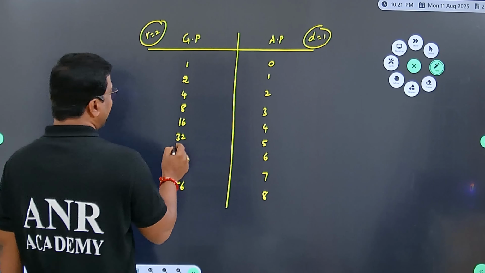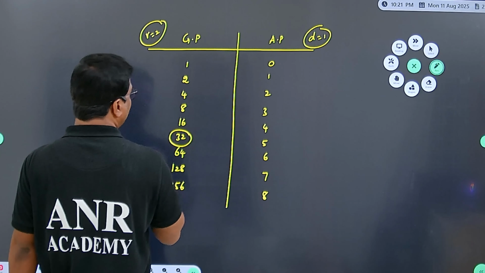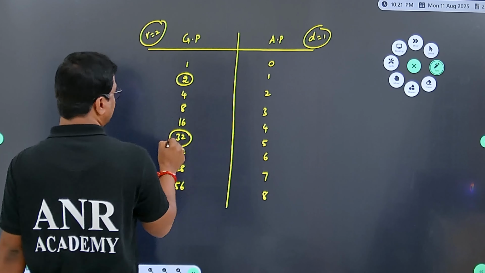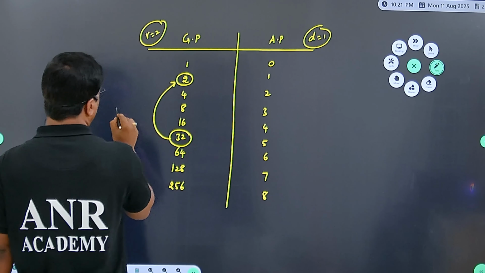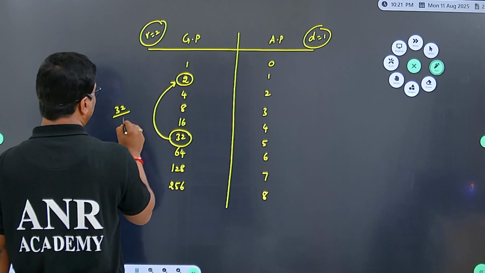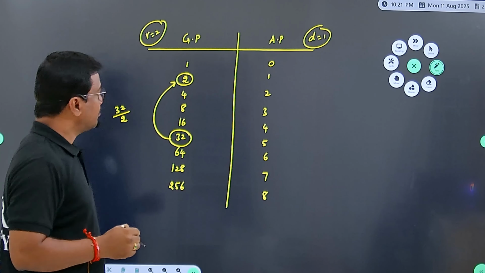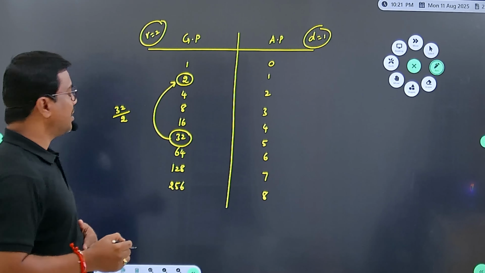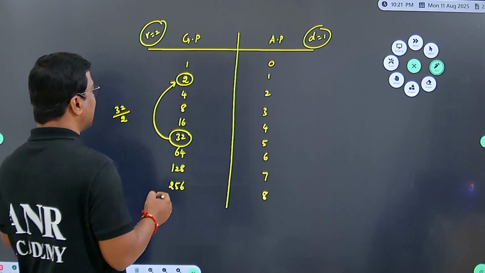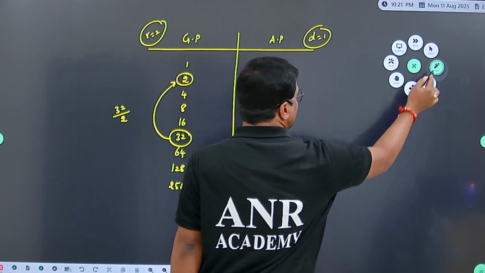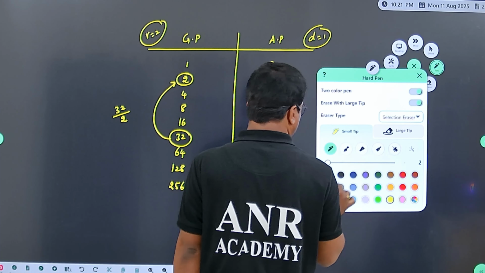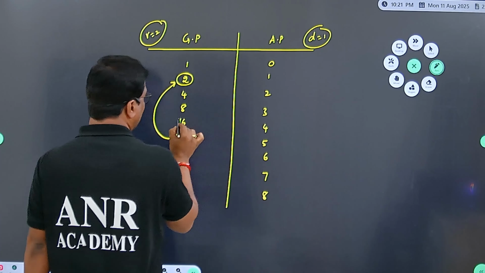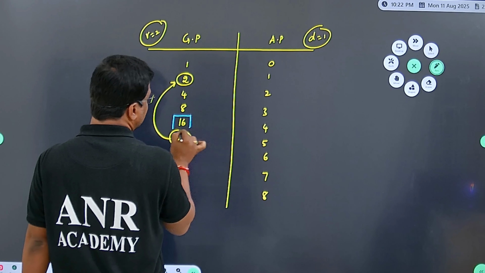I am going to divide 32 by 2. What we get? 16 is your answer. Here the result is 16.